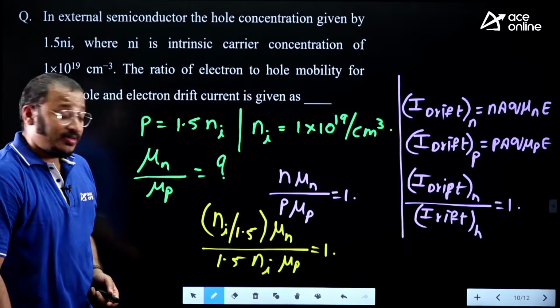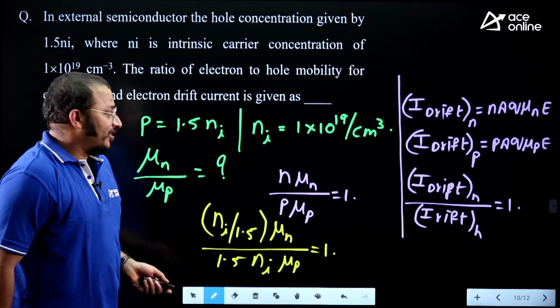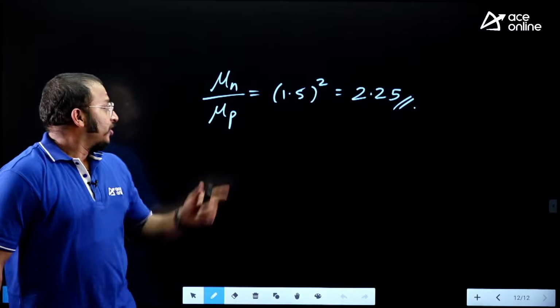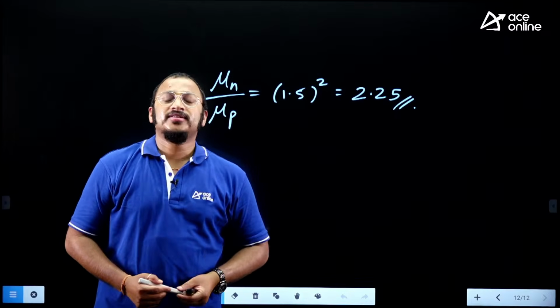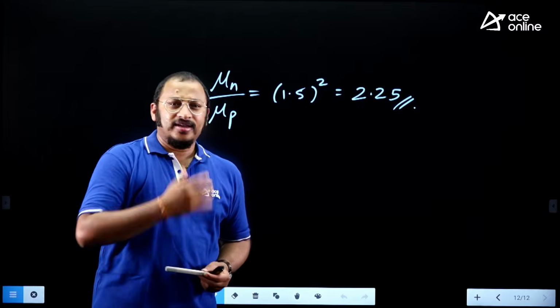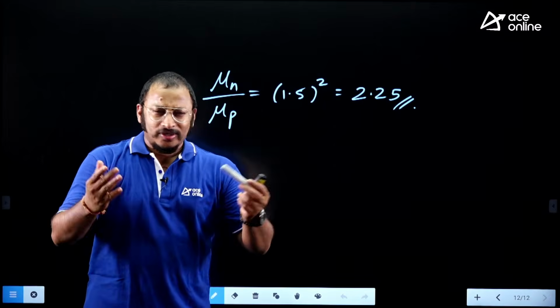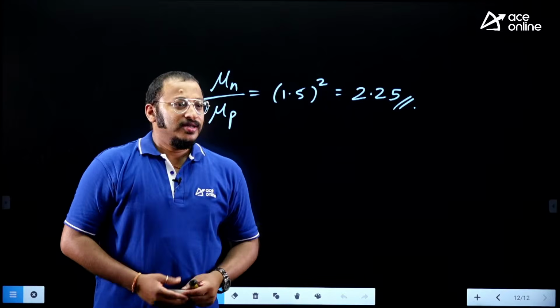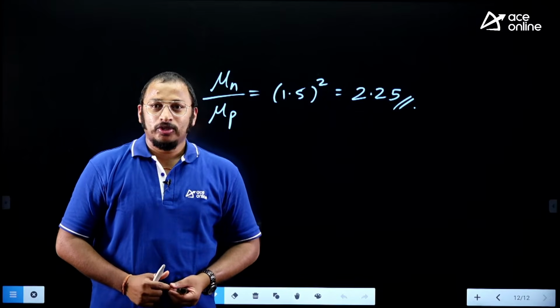Can't I get this answer? Yes, if I solve, I can easily get the answer, guys. And if you solve, you'll get the ratio mu n by mu p equal to 2.25. How simple! This is again a 2 marks question. I think you guys really rock. Now let my friend, network theory Hanumantarao sir, continue.